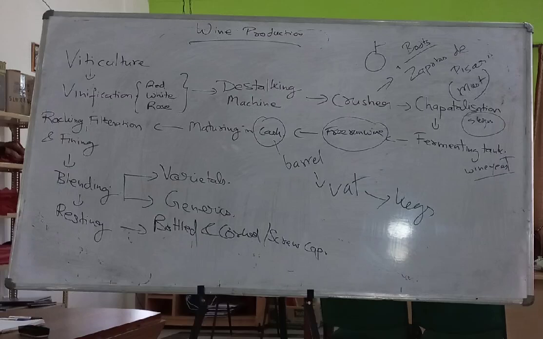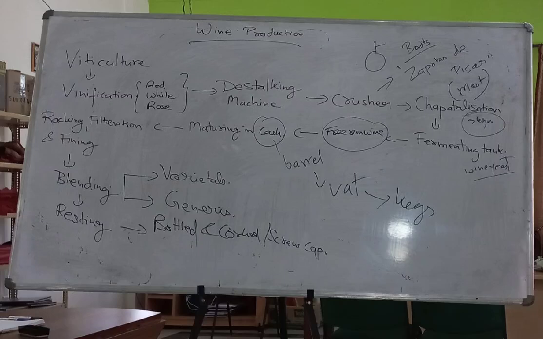One more question in store. Differentiate between varietal wines and generic wines. It can be asked easily. What is the difference between a varietal wine and a generic wine? When the wine is made from one variety of grapes, a single variety of grape, and many of the wines are named after the grape, Chardonnay, Sauvignon Blanc, these are the names of the grapes. This is the name of the grape also and this is the name of the wine also.